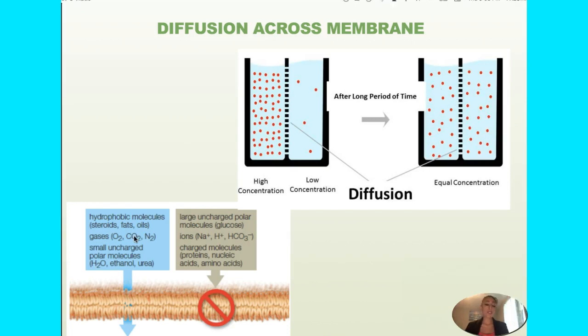Okay. Diffusion across the plasma membrane will allow for hydrophobic molecules such as steroids, fats, and oils, also some gases, and small uncharged polar molecules to come across. Okay. The atoms that cannot go across with diffusion are going to be ions such as sodium and hydrogen, and this bicarbonate right here. Large uncharged polar molecules. Okay. These are the ones that are not going to be allowed to diffuse across.